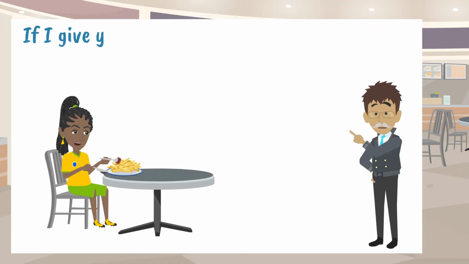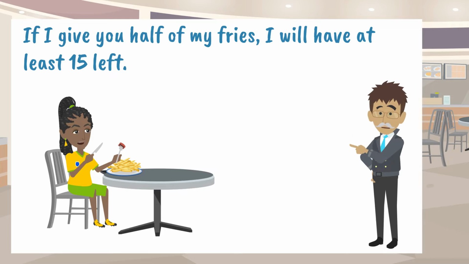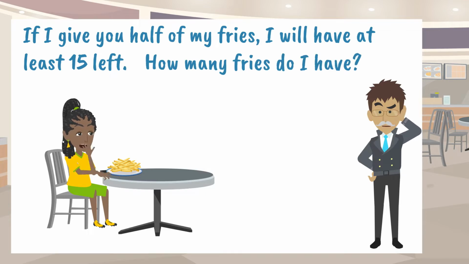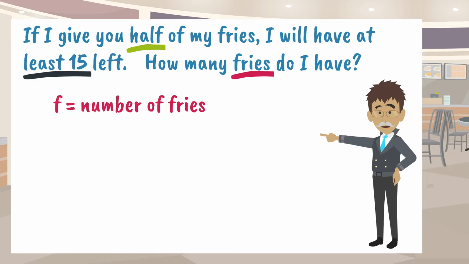Claudia states that if she gives you half of her fries, she will have at least 15 left. How many fries does Claudia have? The statement that some amount divided by 2 gives at least 15 represents this situation. I will use the variable f to represent the number of fries Claudia has. So the equation becomes f over 2 is greater than or equal to 15.